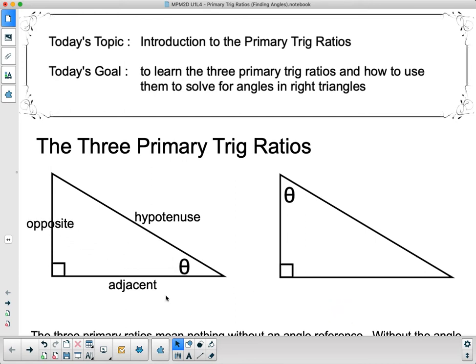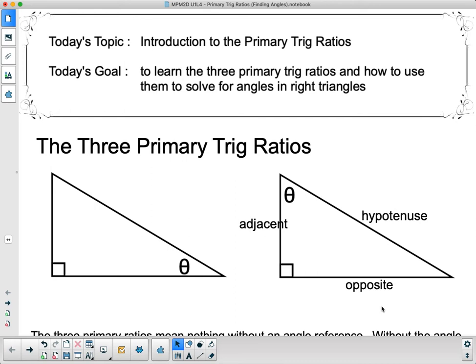Now, if we switch angles, like we have in this triangle over here, first of all, the hypotenuse is still the hypotenuse because it's across from the right angle. But now, the side that's adjacent to this angle, that's touching this angle, is that one here. And the side that's opposite this angle down here is the opposite side. So when you switch angles in the triangle you're looking at, the opposite and the adjacent switch places.